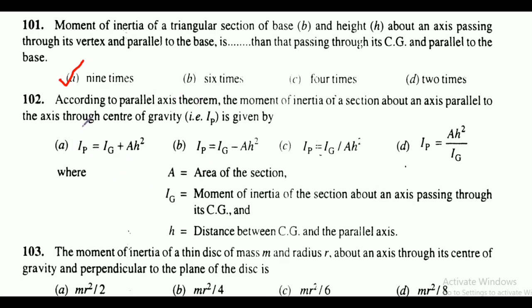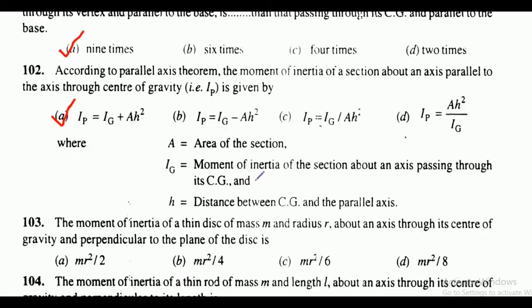Next is, according to parallel axis theorem, the moment of inertia of a section about an axis parallel to the axis through center of gravity, that is IP, is given by. Here friends, A is area of section, Ig is moment of inertia of the section about an axis passing through its CG, and H is the distance between CG and the parallel axis. Here are the options, and here correct answer is option A, that is IP is equal to Ig plus AH square.